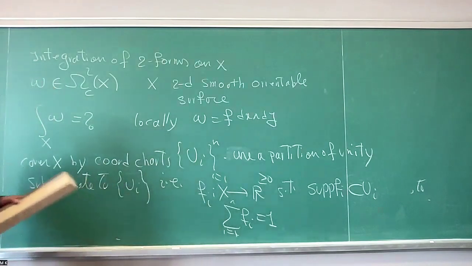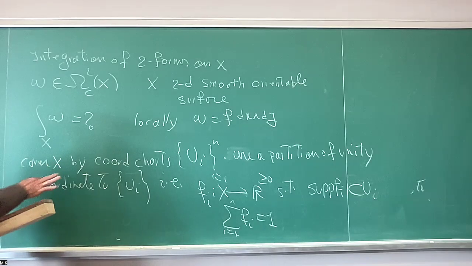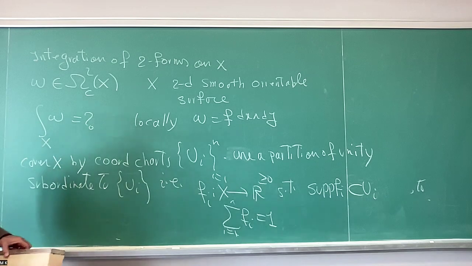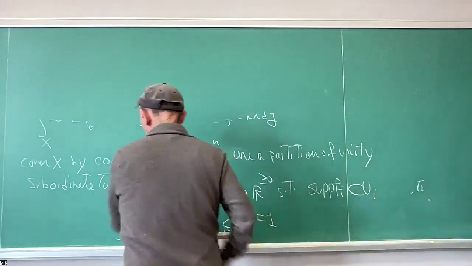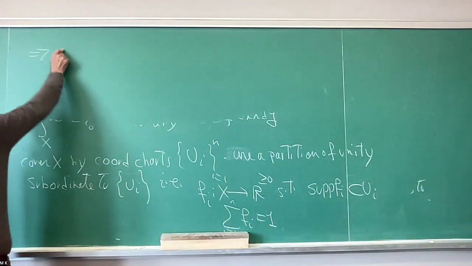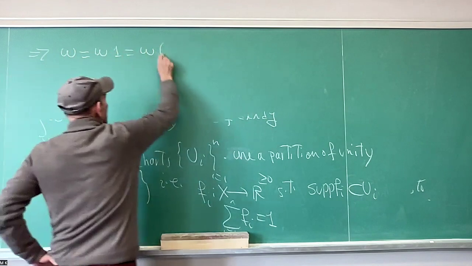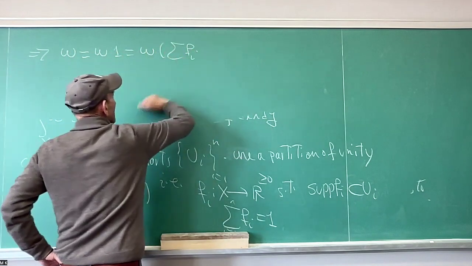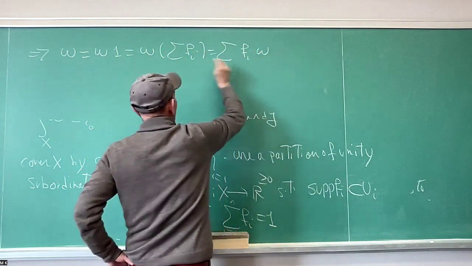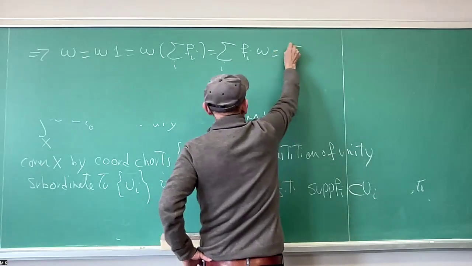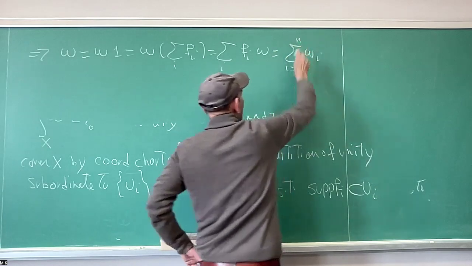But the beauty of these things is that now we can partition omega into sums of omega i's, as a result of which each of them has support in one coordinate chart. So this is the trick. If you multiply them here, you get that omega is equal to omega times 1, is equal to omega times the sum of fi, is equal to the sum of fi omega over i, and this is equal to the sum of omega i.